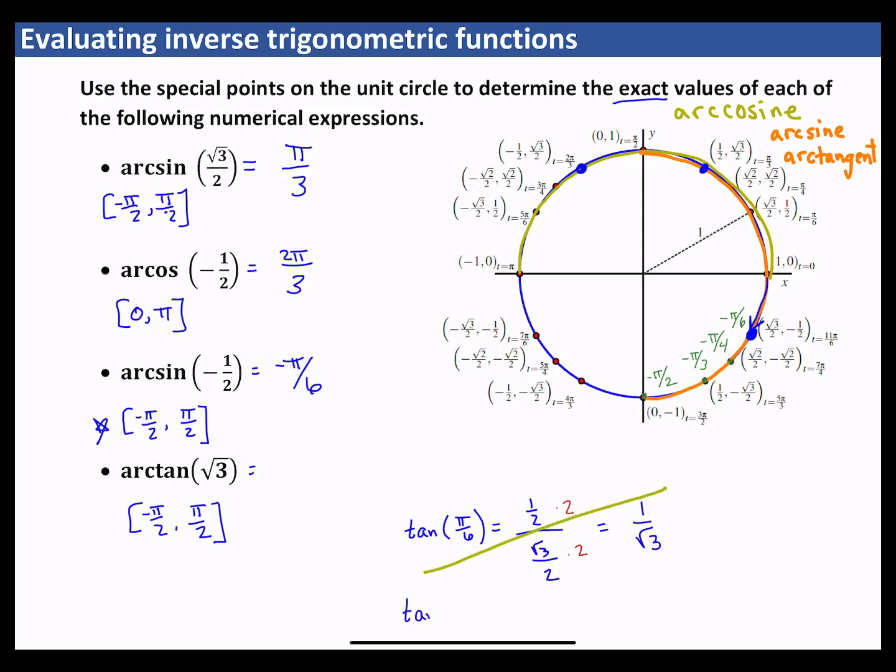Which means we can try the other angle in the first quadrant that involves the square root of 3, and that would be the tangent of pi over 3. So when we do the sine divided by the cosine and multiply numerator and denominator by 2, in this case we do get the square root of 3. So that tells us the angle whose tangent is the square root of 3 is pi over 3.